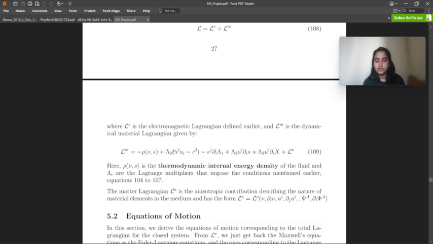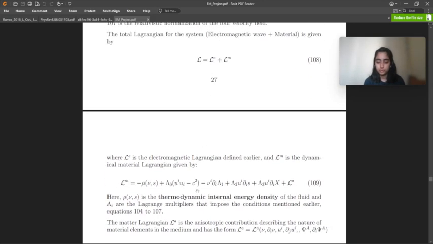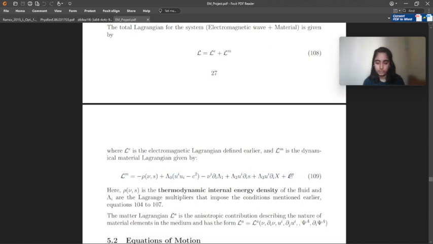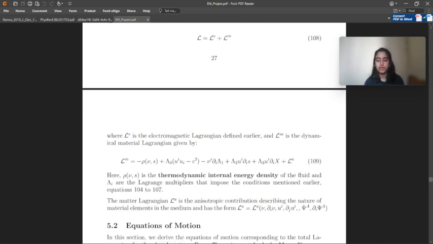And using the Lagrange multipliers and the conservation equations below, we write our matter Lagrangian as given in this equation, where here LA is the anisotropic contribution to the material Lagrangian, and this depends on the microstructure of the material and is given by number density, four velocity, dynamical fields, and the derivatives. And rho depends on the number density and entropy, and this is the thermodynamic internal energy density of the material.